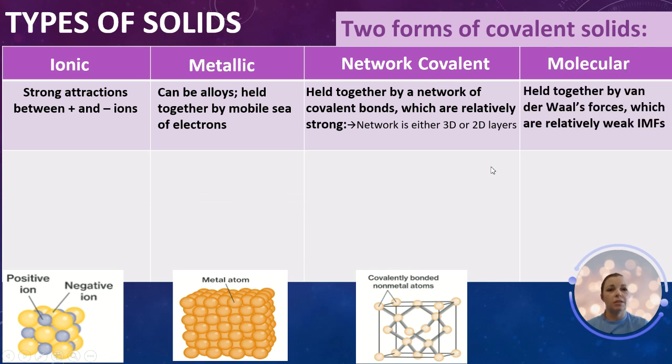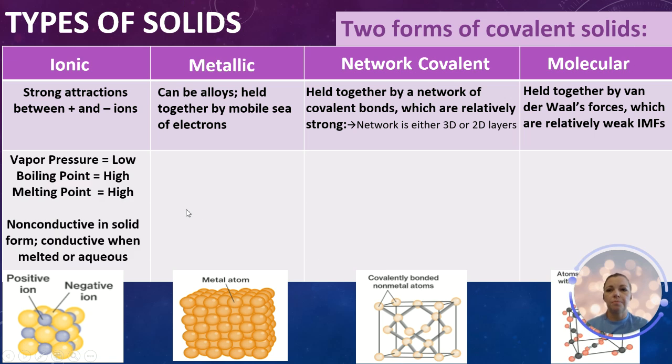Then we have molecular solids, which are still covalent molecules, but they're held together by van der Waals forces. So instead of seeing this network of covalent bonds even between the molecules themselves, you actually have just the distinct molecules that are being held together by van der Waals forces, which you may recall are relatively weak IMFs. So that makes network covalent and molecular solids very different in terms of their properties. So let's examine properties here.